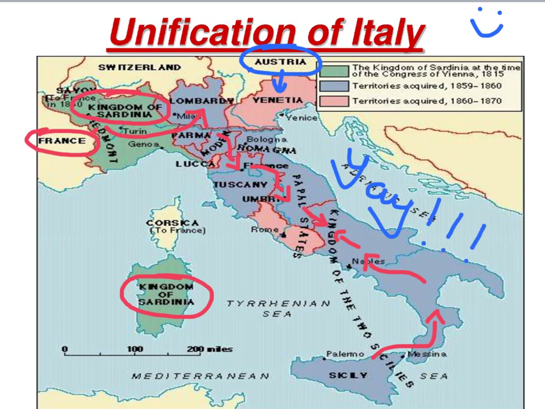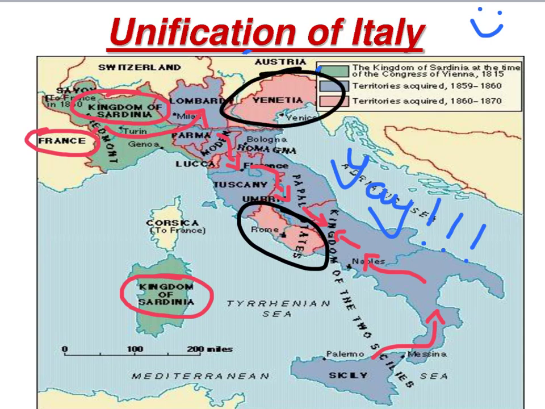Now, if you look here, there's really only 2 territories that aren't part of Italy, Rome and then Venetia. Remember, Rome has the support of France, and so they don't want the French coming in and attacking them, so they'll leave this alone for now. Venetia is Austrian, and so they will wait until later to add Venetia. But basically, Italy is now unified.